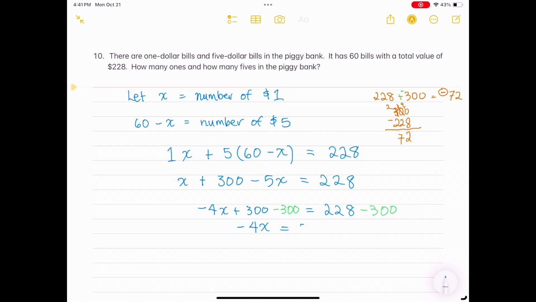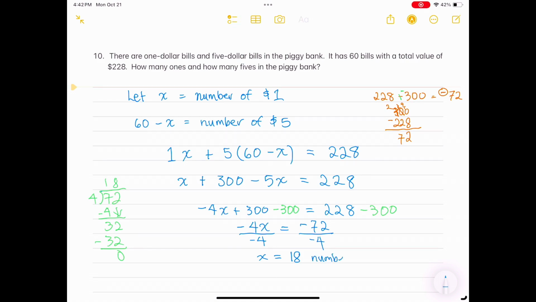I have minus 4x equals negative 72, and I isolate x by itself by dividing both sides of the equation with negative 4. Negative 4 divided by negative 4 on the left equals 1. 1 times x is x by itself. And on the right-hand side, I have 72 divided by 4. Since the negative signs cancel, it will be a positive number. I do that calculation on the side. 72 divided by 4 equals 18. So x equals 18, which is the number of $1 bills.